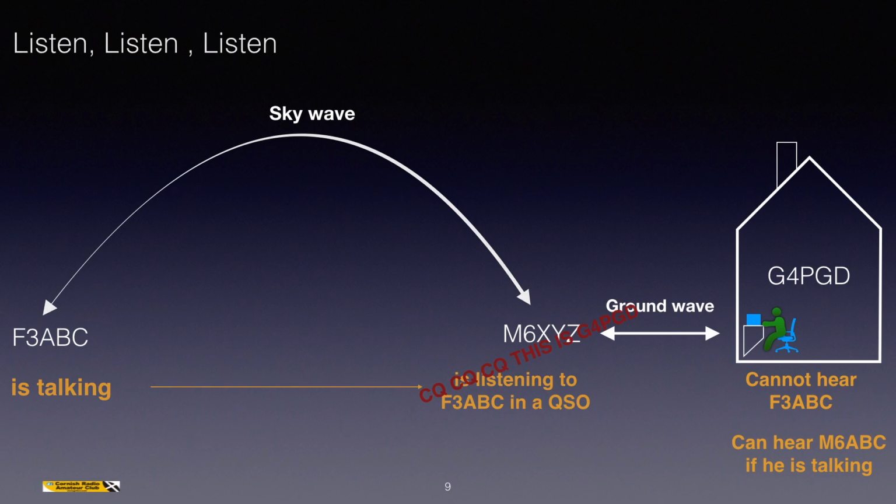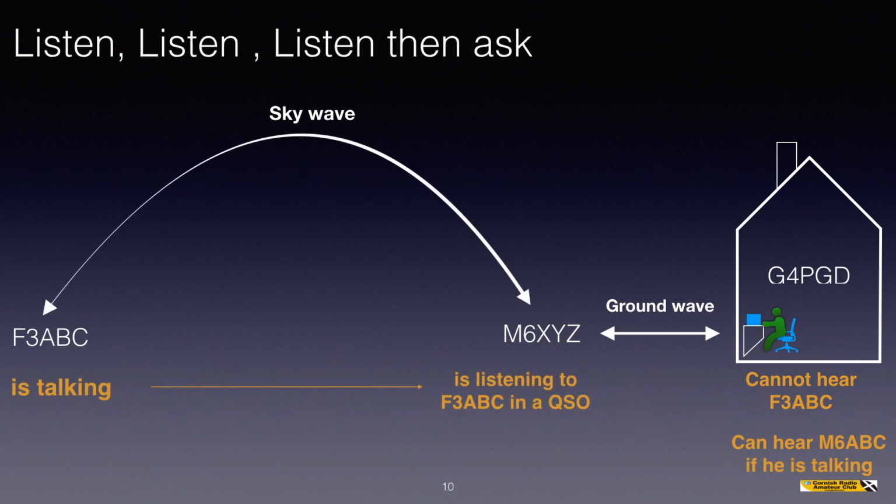So what he should have done is he should have listened first, and if he doesn't hear anything, he should ask, and he should just simply say, G4PGD, is this frequency in use? Rather than having a lengthy CQ, CQ, CQ statement. And the answer then can come back from M6XYZ, affirmative, frequency in use, thank you. And although there will have been a small interruption to M6XYZ's conversation with F3ABC, it won't be nearly as bad as if G4PGD had sent out a lengthy CQ.